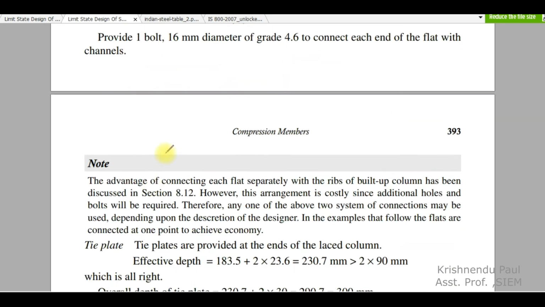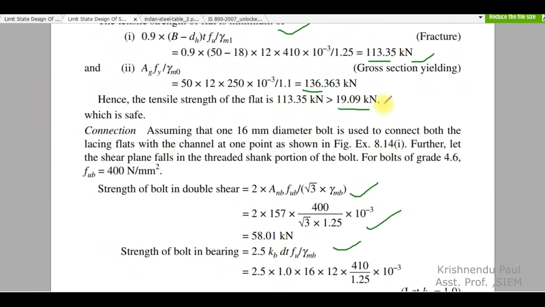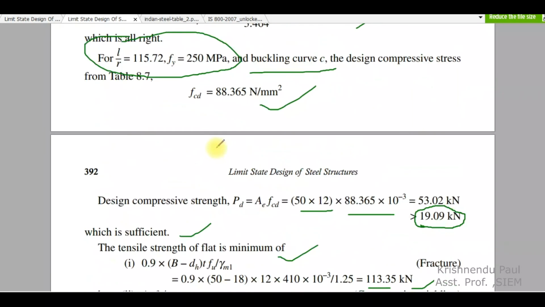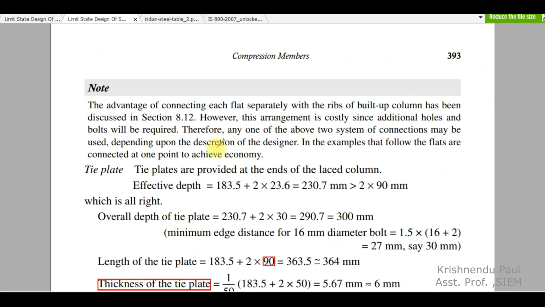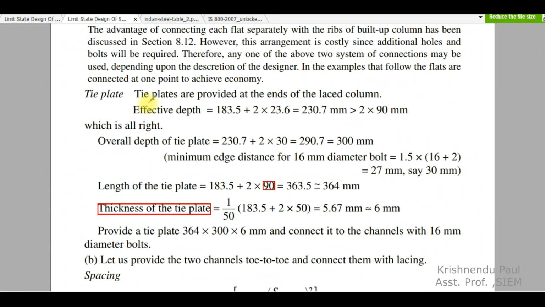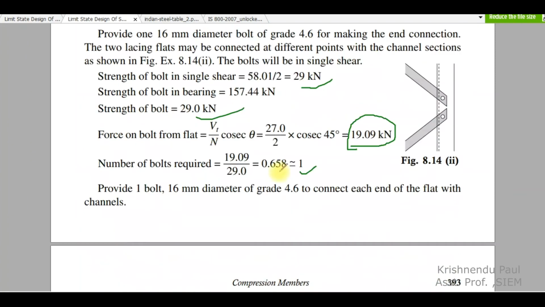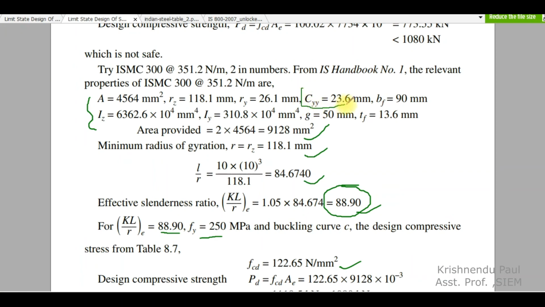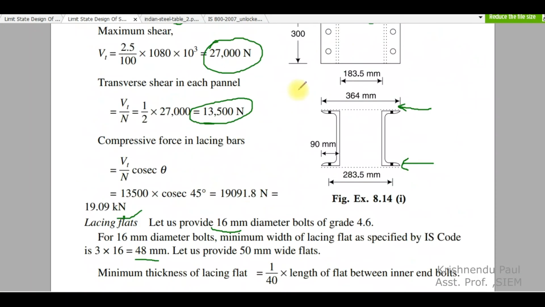Okay, now you have to design the tie plate. At the end you have to provide the tie plate. In the design of the tie plate, in our last video lecture we have discussed this. You have to find the effective depth. Effective depth is equal to S dash plus 2 CYY. S dash means the spacing of these two channel sections, 183.5, plus 2 into CYY. For this you can go to the steel table, where it is mentioned in the specification of this section. So CYY is this, and this is used here.